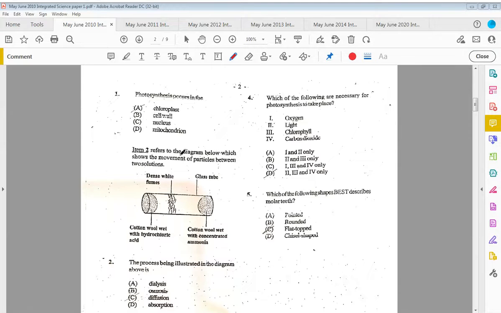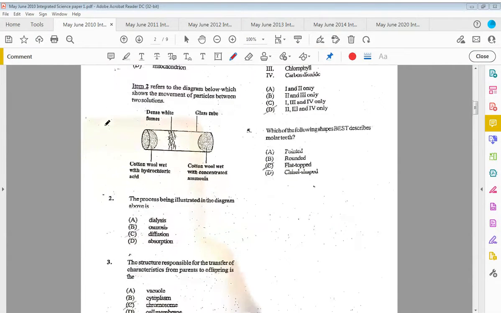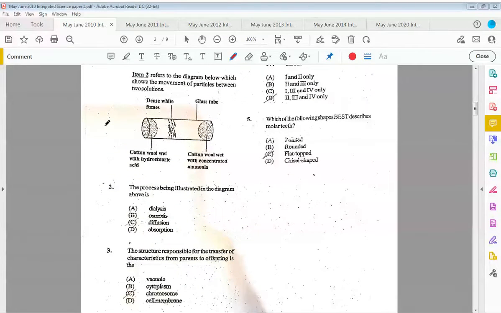So question one: photosynthesis occurs in the chloroplast. This is where the chlorophyll is, which is necessary to trap the sunlight. Item 2 refers to the diagram below, which shows the movement of particles between two solutions. So the question, the process being illustrated in the diagram above is C, diffusion.